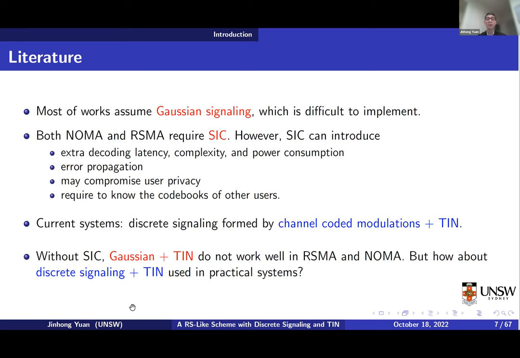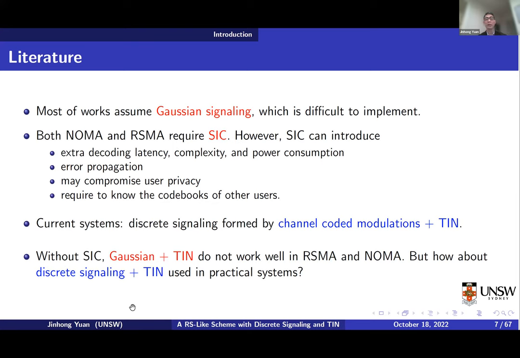Due to limited code length, your decoding is never perfect, which means you may make decoding errors. This decoding error could be propagated to other decoding or successive interference cancellation as well. You may compromise user privacy, and you also need to know the codebook of other users. Compared to a single user system, that is a bit more of a requirement. That is in the research community.